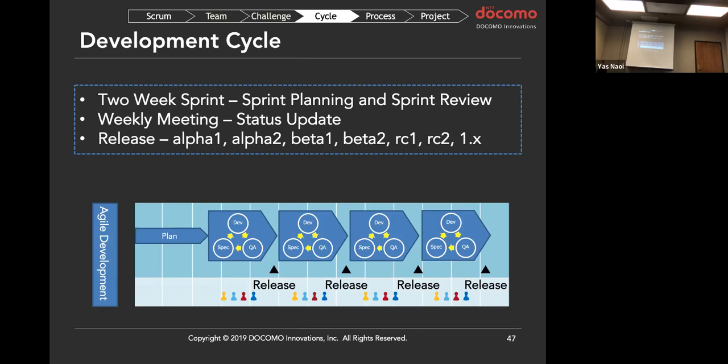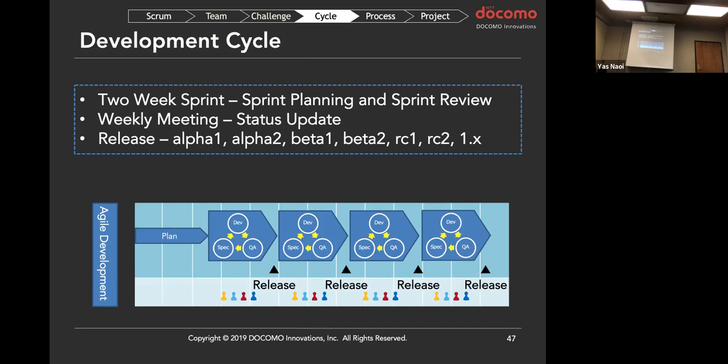And in addition to that, as I talked about, we have a weekly status update meeting. For the release in our cloud module development, we have a releasing cycle like alpha 1, 2, beta 1, 2, and RC 1, 2, and then release. Each release, like alpha 1, alpha 2, corresponds to one iteration sprint.